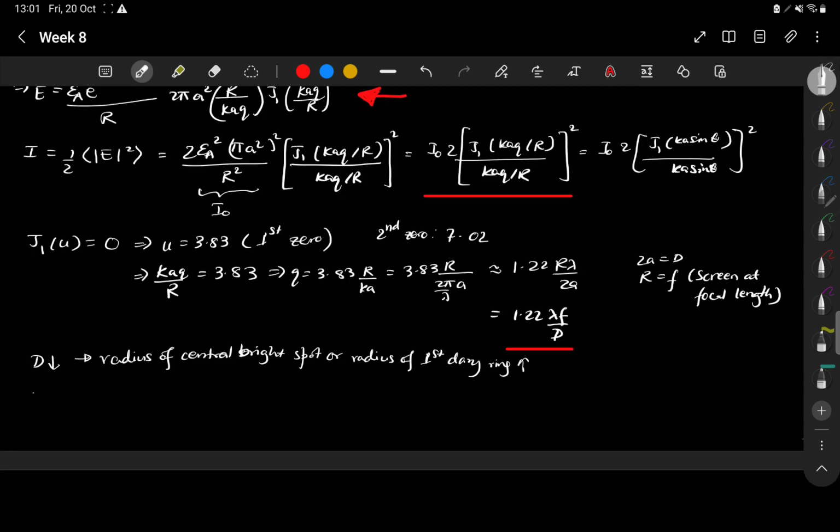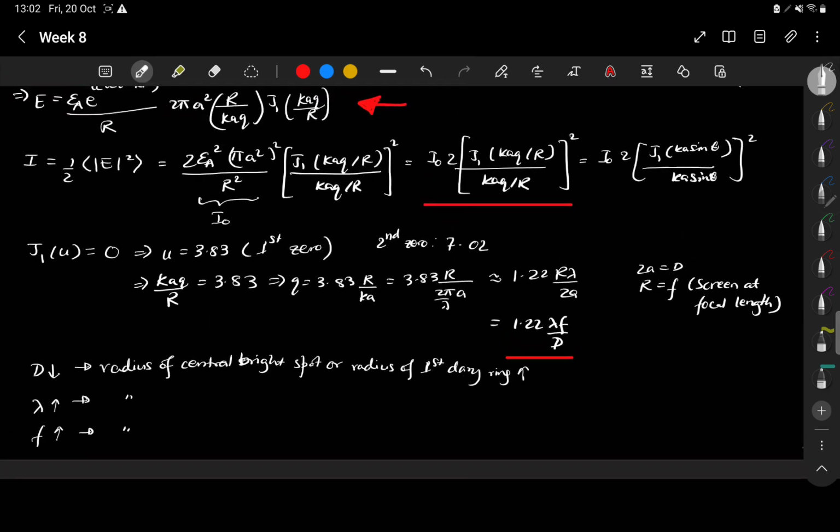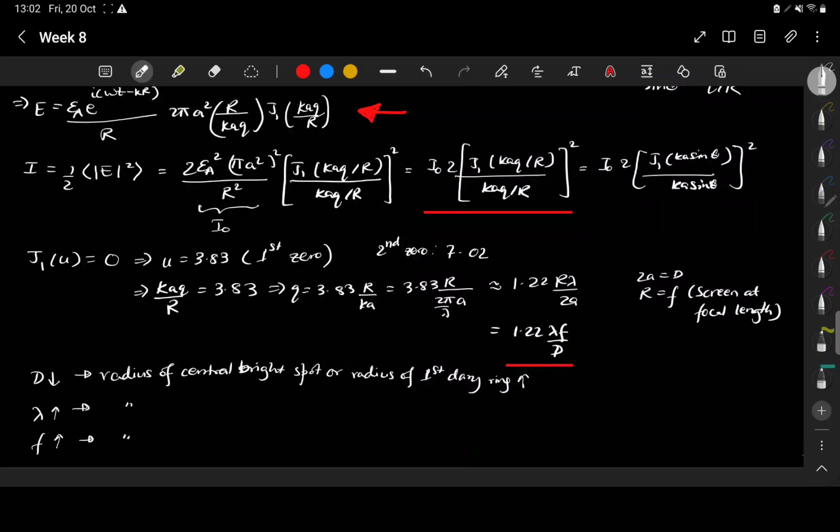Similarly, if my lambda increases, then also I observe the same thing, that my radius of central bright spot or first dark ring will increase. And also if my focal length increases, then also the radius of the central bright spot or the first dark ring will increase. So you can clearly see from this expression the effect of different parameters on the diffraction pattern.